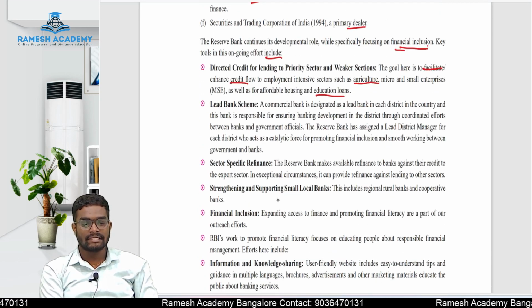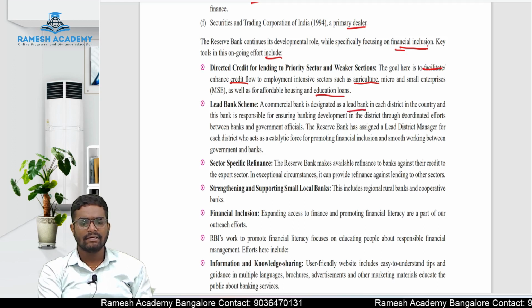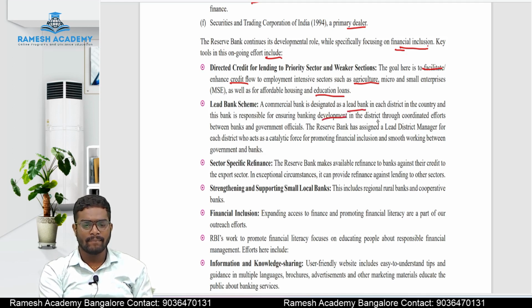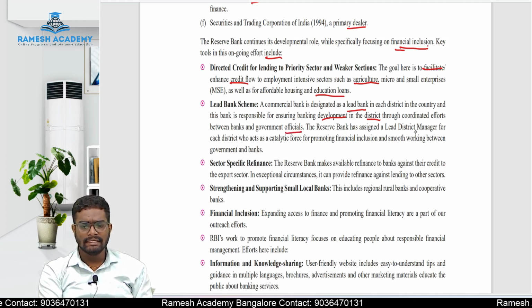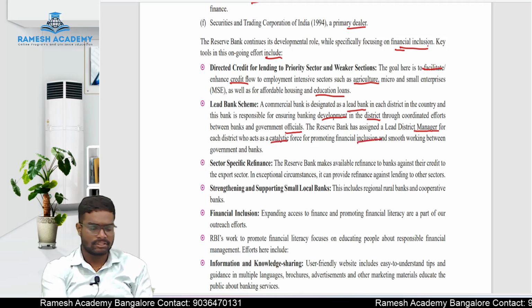Lead bank scheme. What is this scheme? A commercial bank is designated as the lead bank in each district in the country, and this bank is responsible for ensuring banking development in the district through coordinated efforts between the bank and government officials. Reserve Bank has assigned a lead district manager for each district who acts as a catalytic force for promoting financial inclusion.